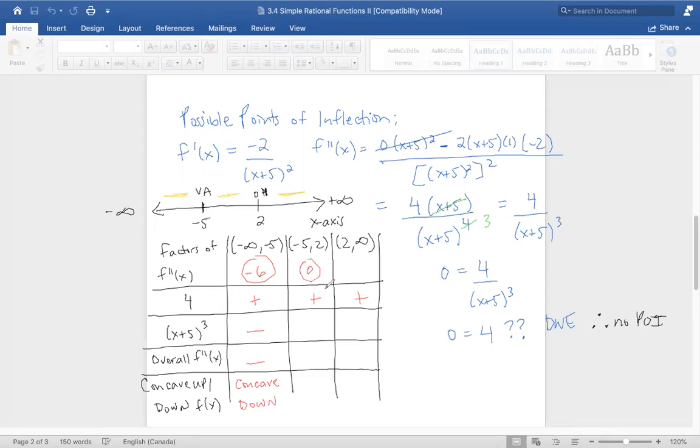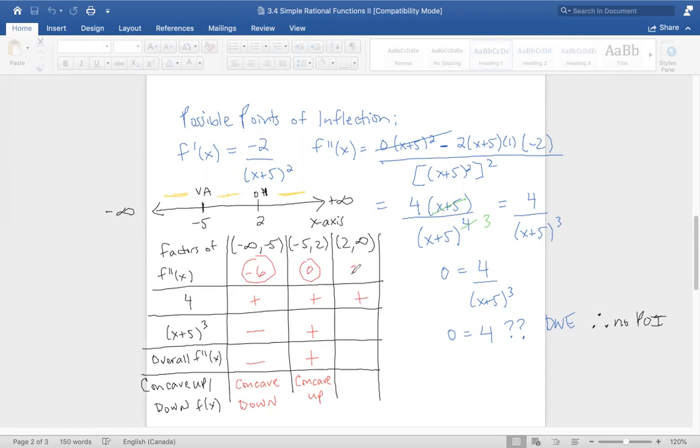Let's pick 0. I believe that's what we had last time, right? So 0 plus 5, 5 cubed is going to be positive. That's going to be positive. Oh, look what's happening here. I am switching to concave up. So you might be thinking, well, how do I switch from concave down to concave up without any points of inflection? And we'll get there.